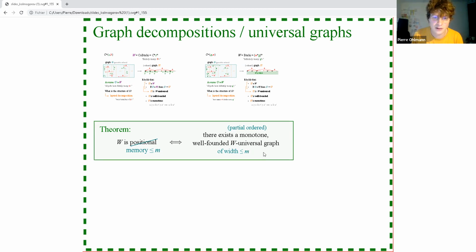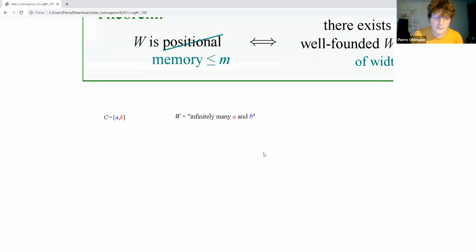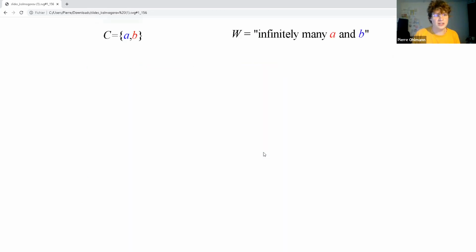That's the extension, and I can also give details. It's on arXiv also. And here's an example of the finite memory case. This is a Muller objective. We have two colors, A and B, and we win if both occur infinitely often. Clearly this is not positional, because you cannot play positionally in this game; you should make different choices. But it has memory 2.